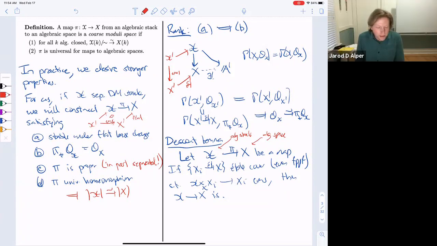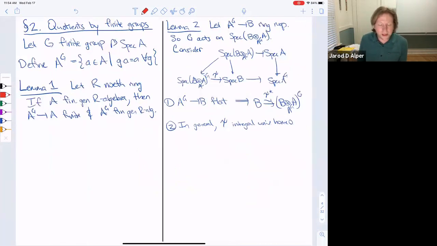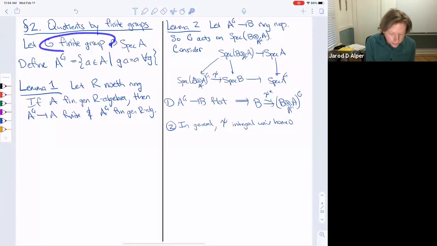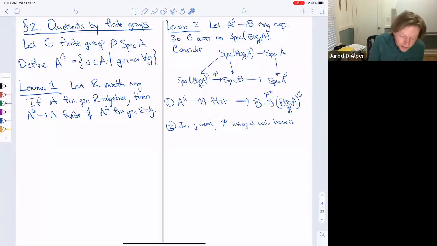Okay, so I think the next thing I want to do is cover the existence of a coarse moduli space in the special case of finite groups. This is a classical story, but I want to spell it out again. The setup here is G is a finite group acting on an affine scheme, and the fundamental construction is this ring of invariants, A^G.